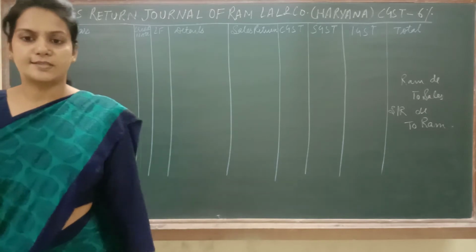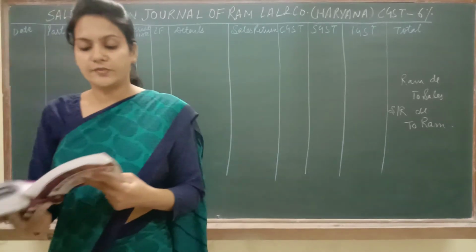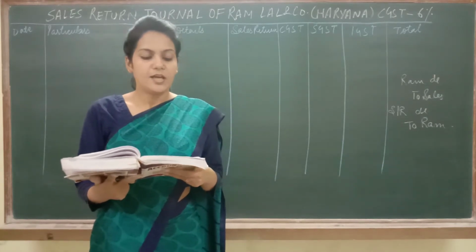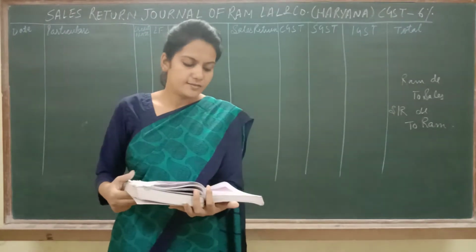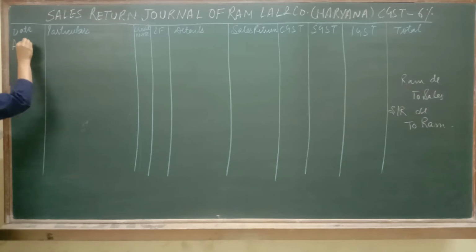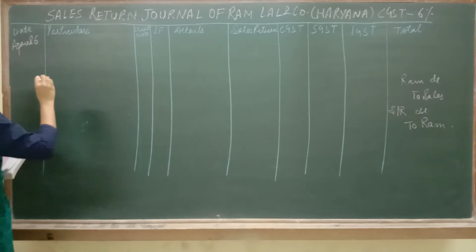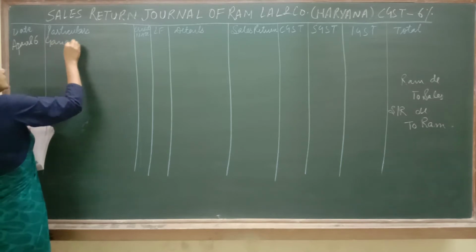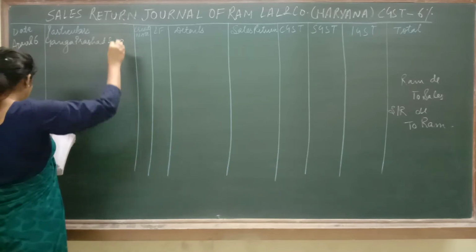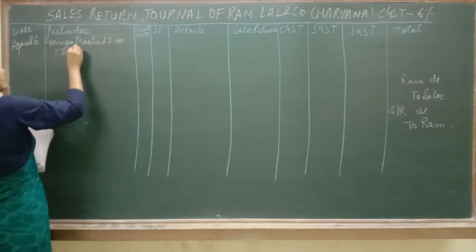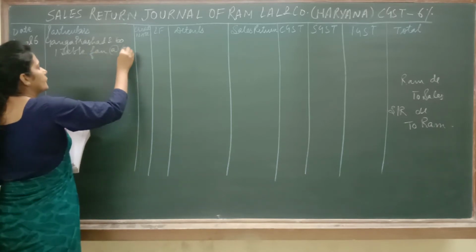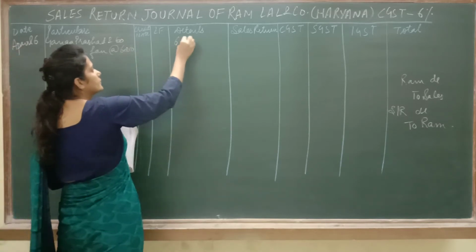So now let's start the question. Read the first point. Goods returned by Ganga Prasad and Company, Karnal, Haryana: one table fan of 6,000 less 15% trade discount. So write it. You are returning goods on April 6. Goods have been returned by Ganga and Company. What have they returned? They have returned one table fan whose cost is 6,000.